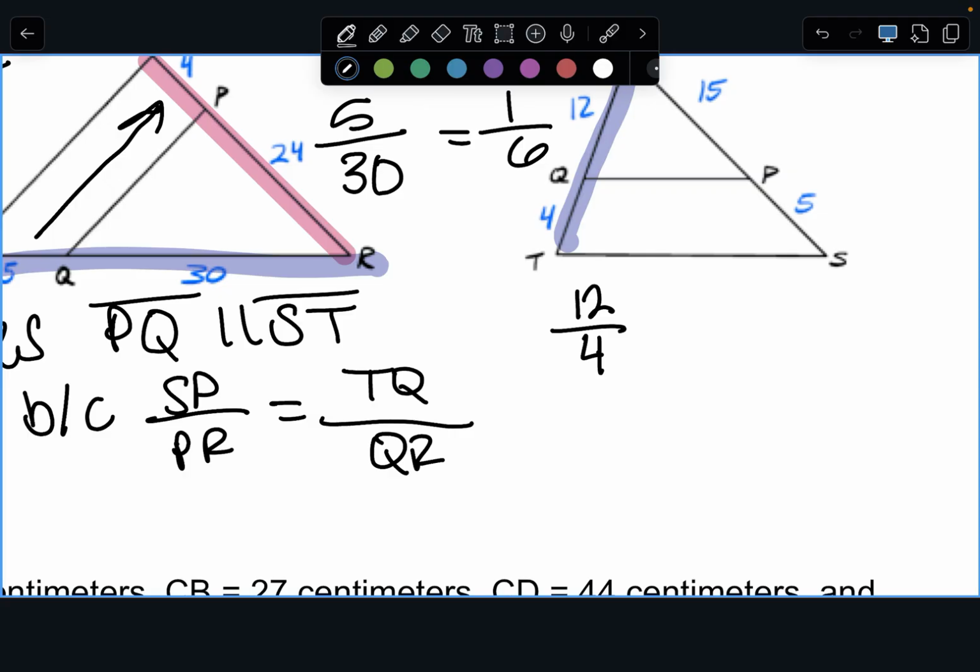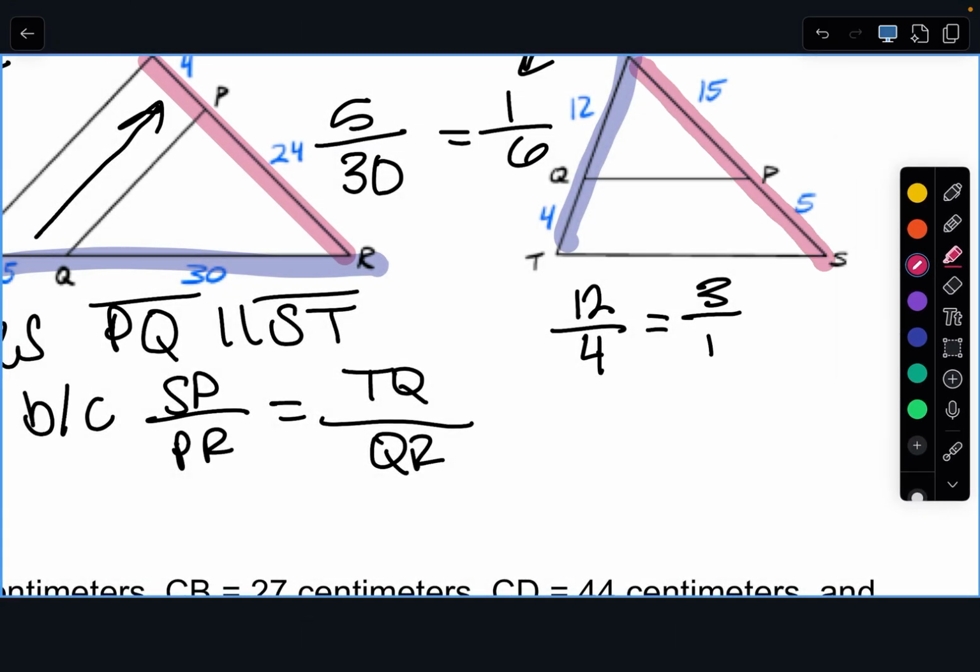12 divided by 4 is what? 3, or 3 over 1. So now I do my other side. What are my two parts for the pink side? 15 and 5. Which one has to go on top? The 15 has to go on top, because we put the 12 on top and 12 goes with 15. So I'm going to put the 15 on top, the 5 on the bottom.